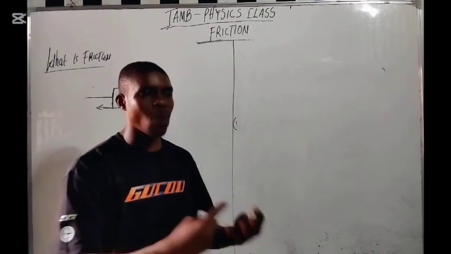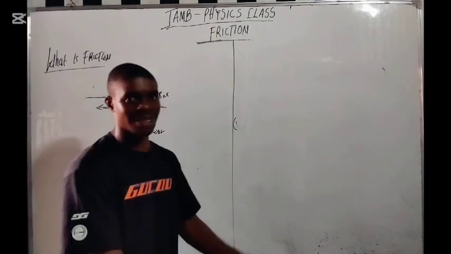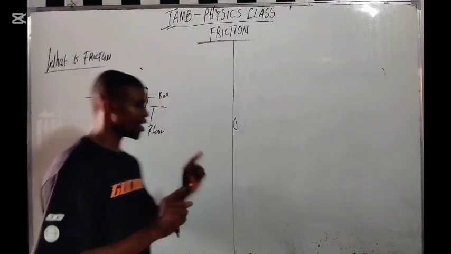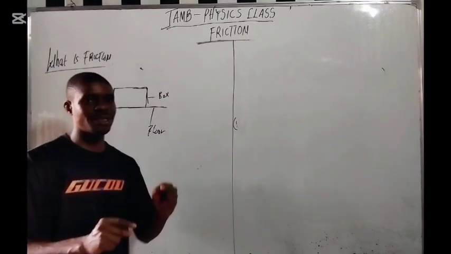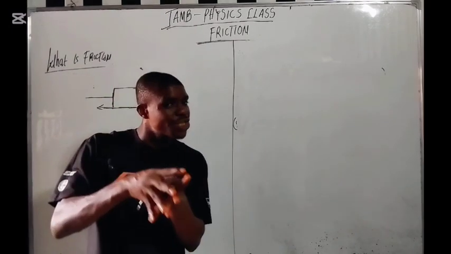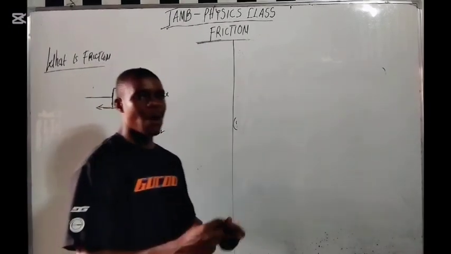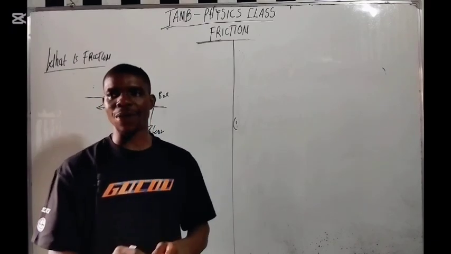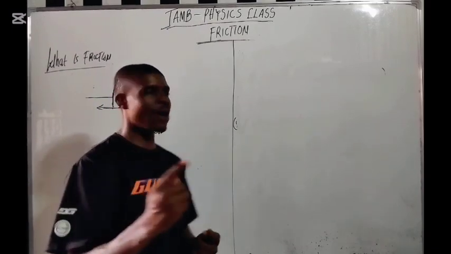Frictional force is the reason why we can walk easily and we don't slide. It's very, very important. So the force that opposes the motion of an object when it's in contact with another surface is called frictional force. And we have two main types of friction.